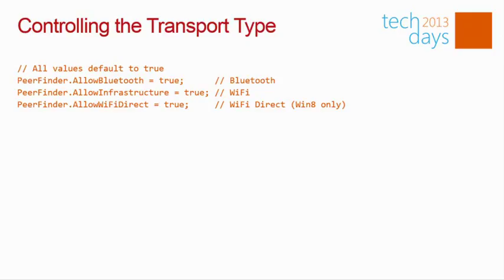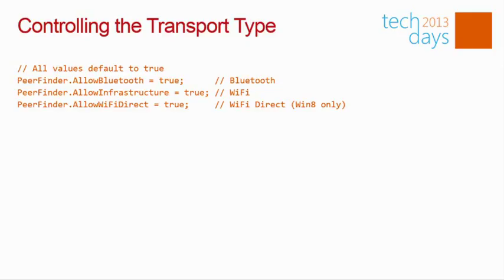Now, if you care which of these is used, maybe you only want a Wi-Fi connection because it provides higher bandwidth than Bluetooth, you can set the AllowBluetooth property of the PeerFinder class to false, and now Windows won't even attempt to create a Bluetooth connection between the devices. All of these values default to true, and by the way, as the comment indicates, Wi-Fi Direct is not supported on Windows Phone, at least not yet. It is supported on Windows 8 if the device that's hosting the code has a device that supports Wi-Fi Direct.